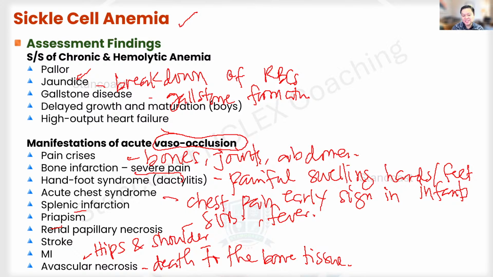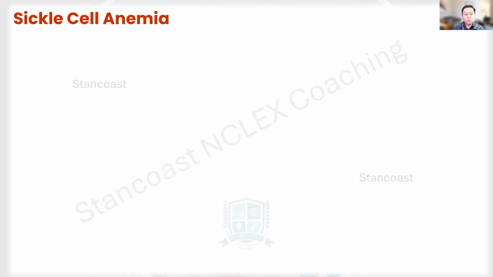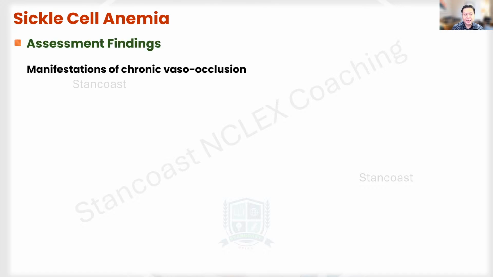Maybe in some cases it can also lead into the pain into the knees area and also the other joints, but most often the avascular necrosis will affect the hips and the shoulders. Now we're going to talk about the manifestations of the sickle cell anemia, especially in a chronic vaso-occlusion. So what are you going to anticipate seeing in this patient?